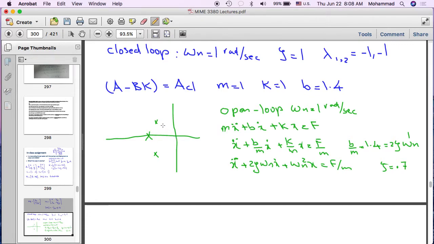So the distance is the same. So if this is omega n, the distance, this distance remains the same. It's just the angle that the two eigenvalues make with the real axis. That's 0.7, which is sine of 45 degrees. So it's initially at 45 degrees to the imaginary axis. You're trying to make that angle equal to 90 degrees. So you have a critically damped system.